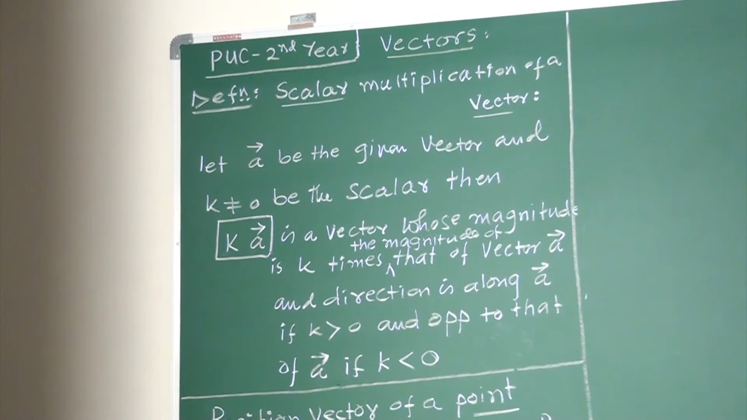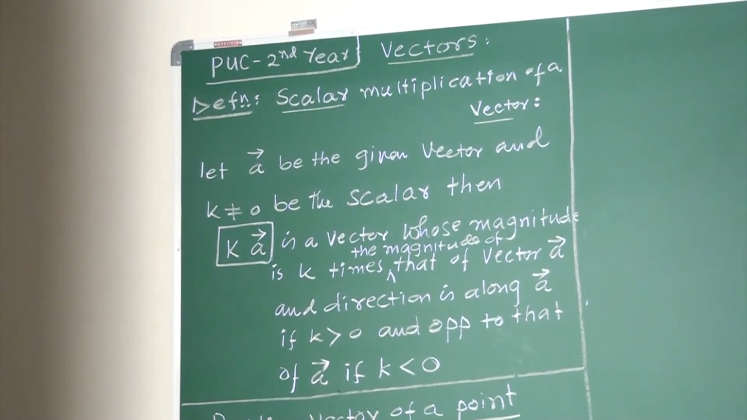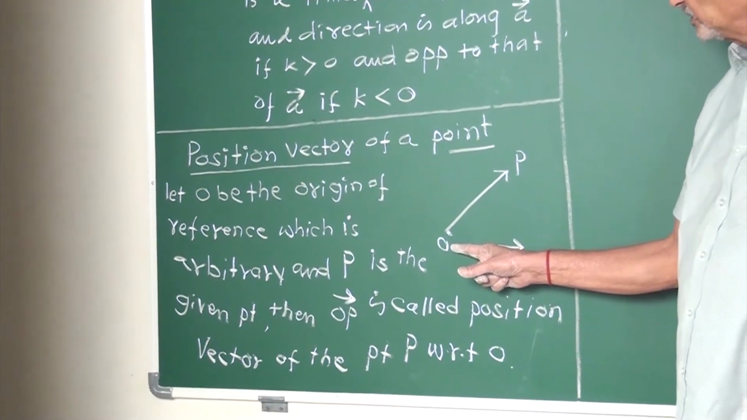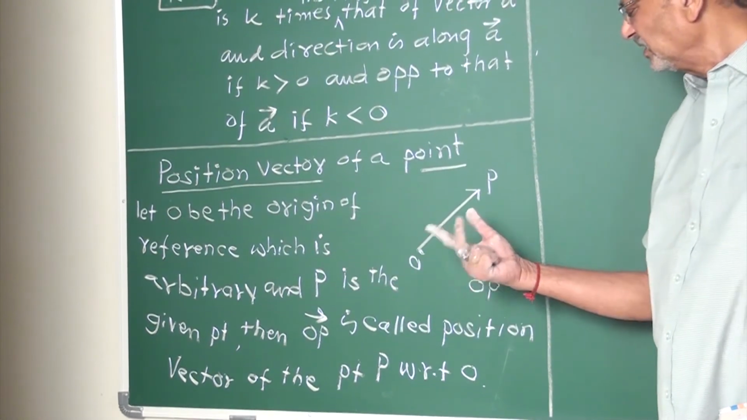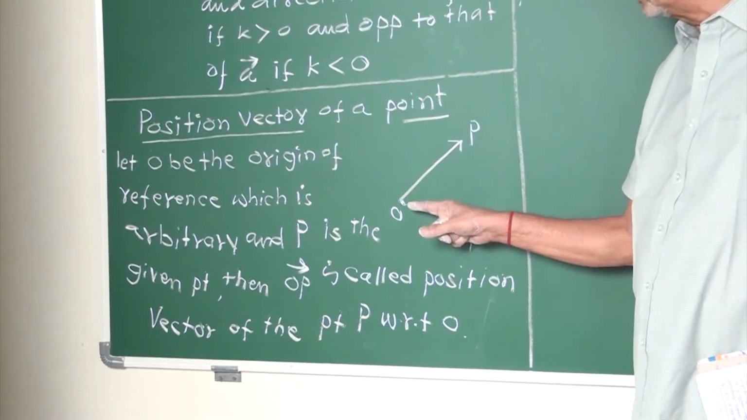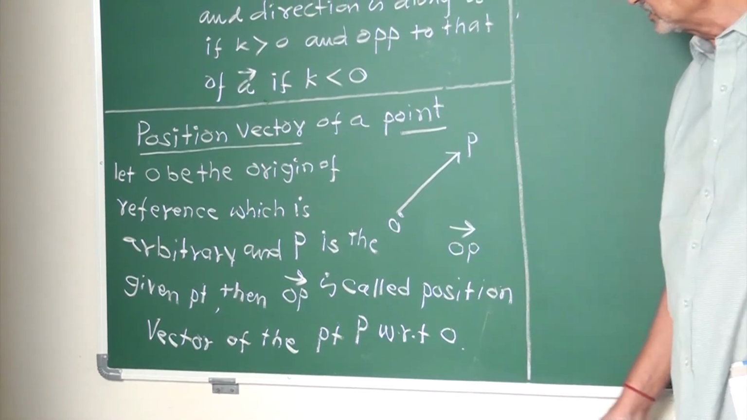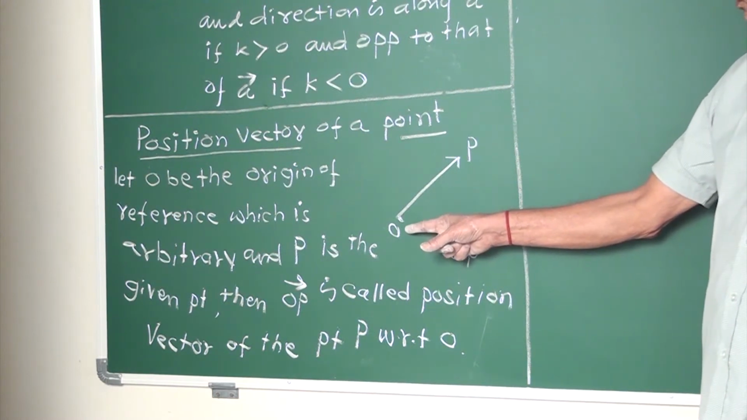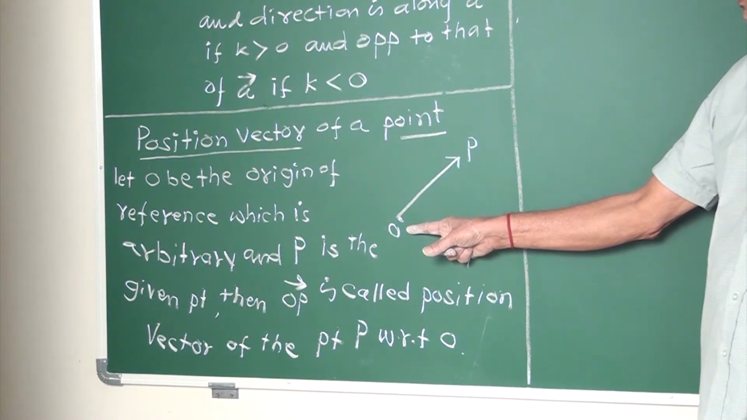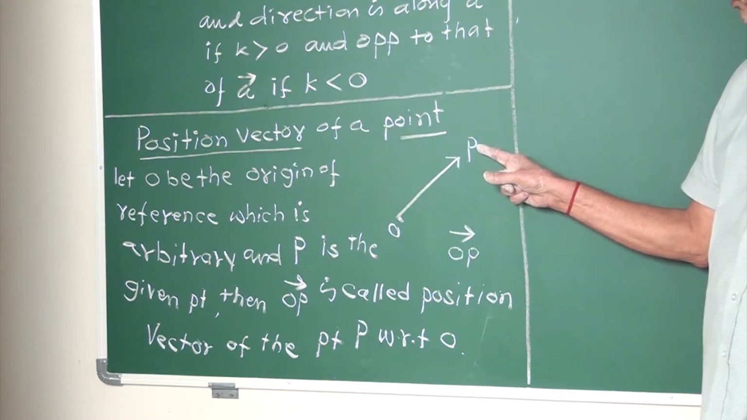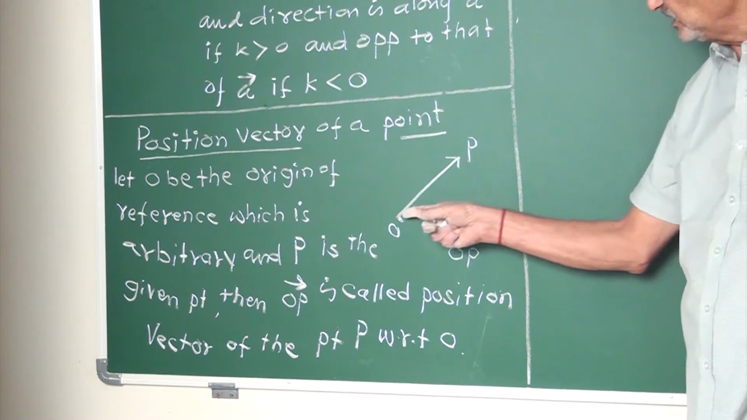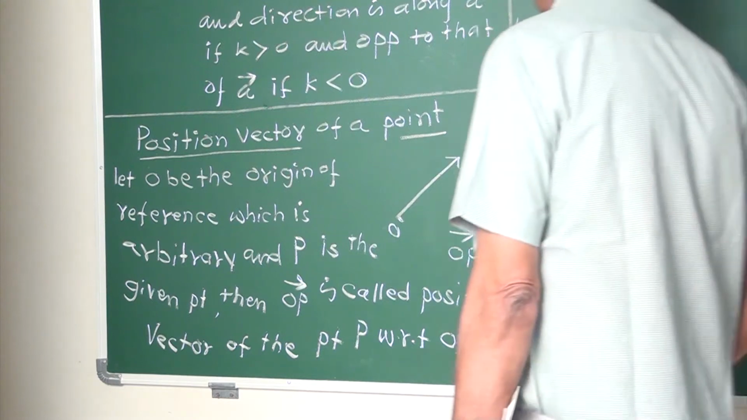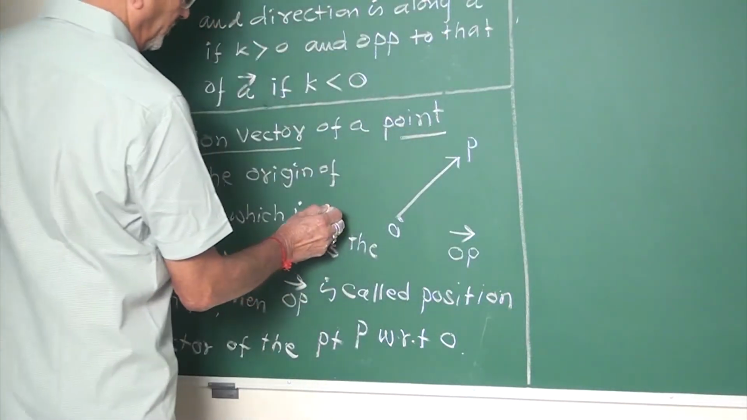Yes, friends. What is the position vector of a point? This always plays a very important role in vectors, my friends. Let O be the origin of reference, which is an arbitrary point. It means you can take it anywhere, this side, that side, not necessarily the point of intersection of two perpendicular lines. That is a particular case. Generally, O is the origin of reference, an arbitrary point, and P is the given point. Then for the vector OP, you can take either this way, or even towards this side also. Yes, my friends. This is the point O.